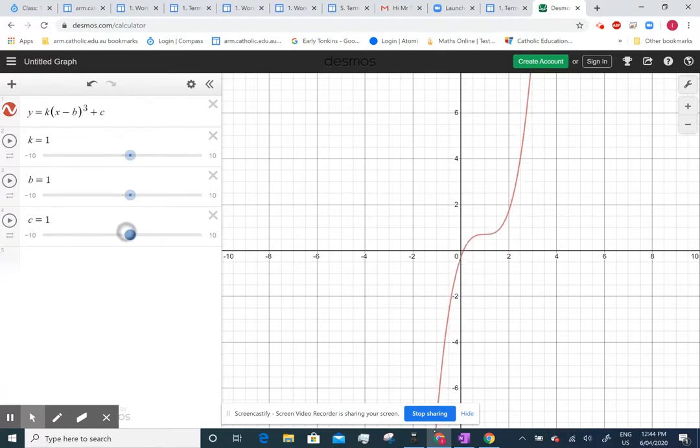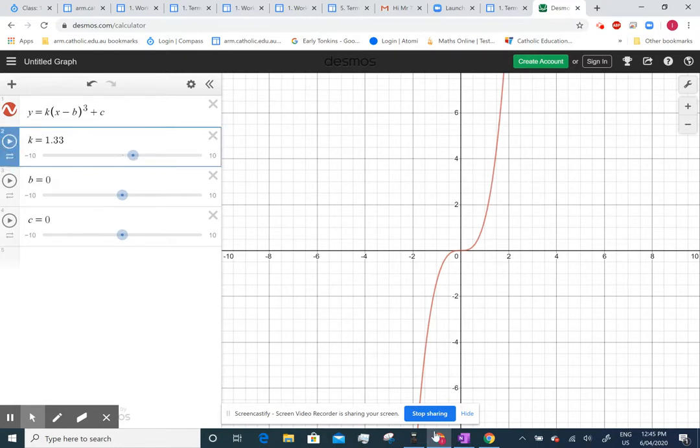Well, actually, no, I'll make that 0, and I'll make that 0. And there's our standard cubic. You can see how steep it gets. Now, if I put the slider in there, you can see it gets skinnier and flatter, and then when it goes negative, it turns upside down.